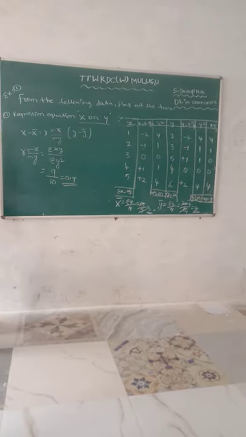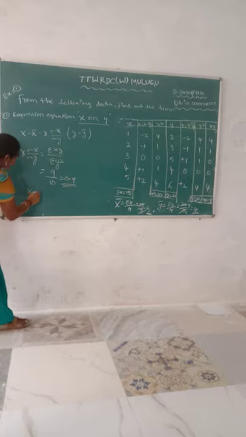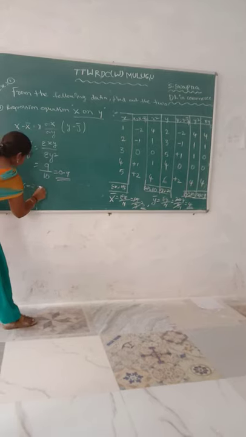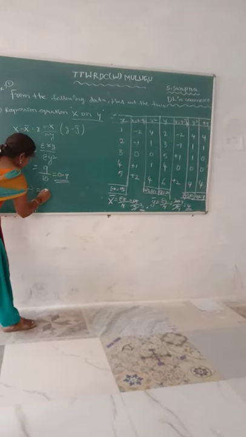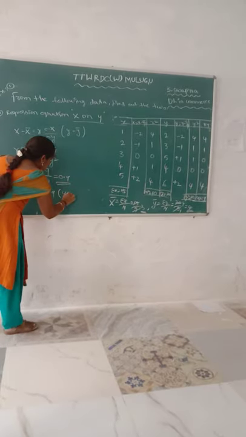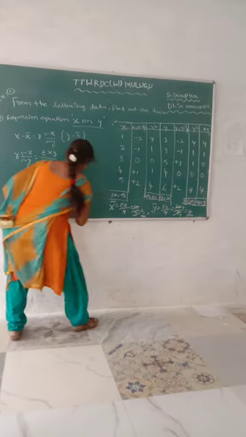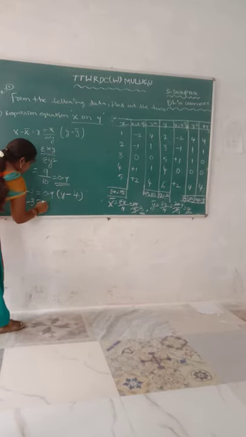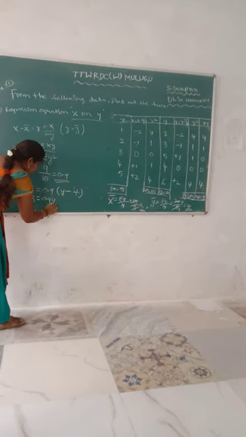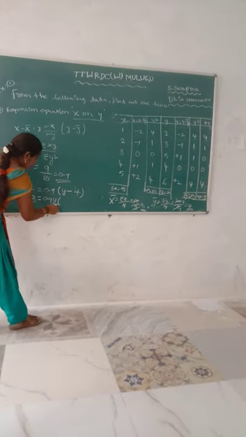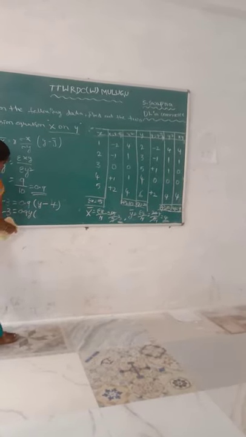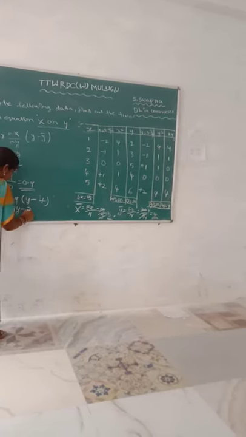Now the equation: x minus x bar. X bar means 3, is equal to coefficient of regression 0.9 into y minus y bar. Y bar means 4. Okay. X minus x bar is equal to 0.9 into y, 0.9y minus, minus into plus, 0.9 into 4, 3.6.